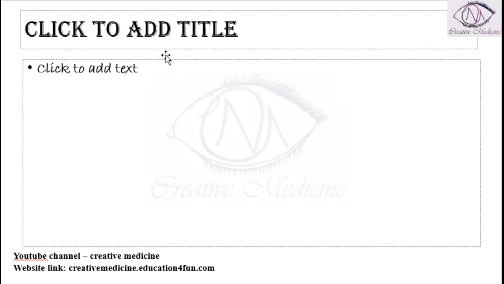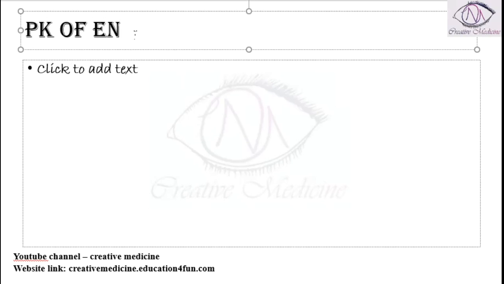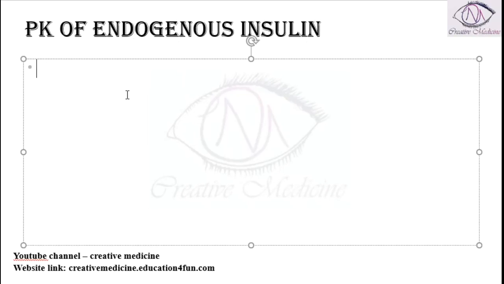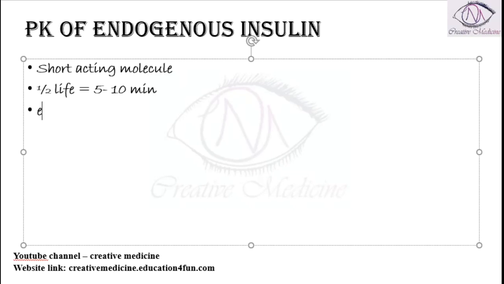Then pharmacokinetics of endogenous insulin. Insulin is a short acting molecule, and the half life of insulin is almost equal to 5 to 10 minutes. Endogenous insulin requires endogenous zinc, which is important for storage of insulin.